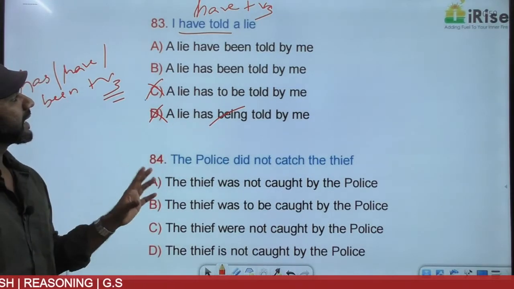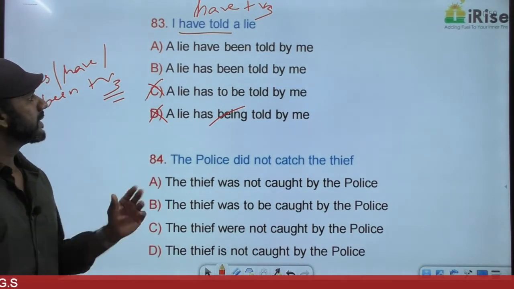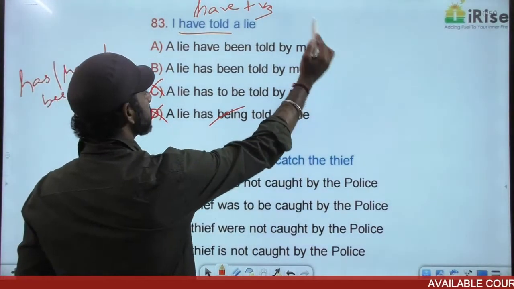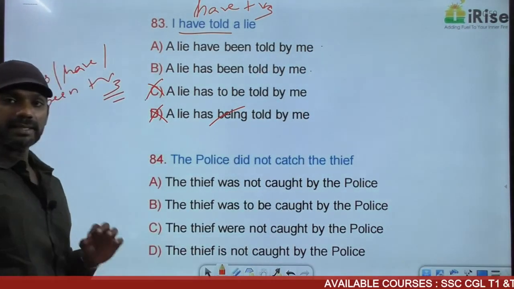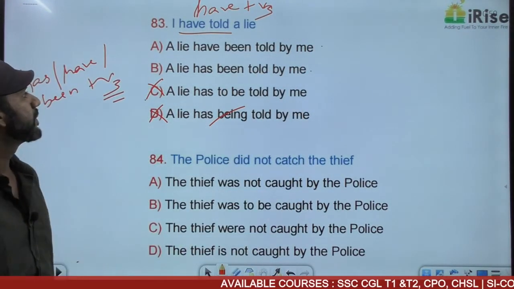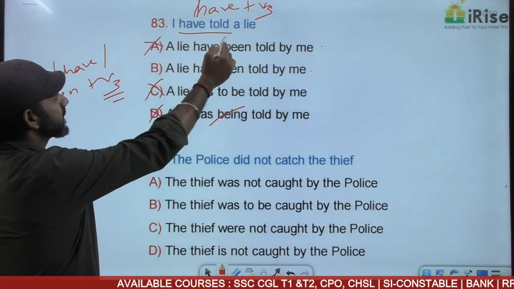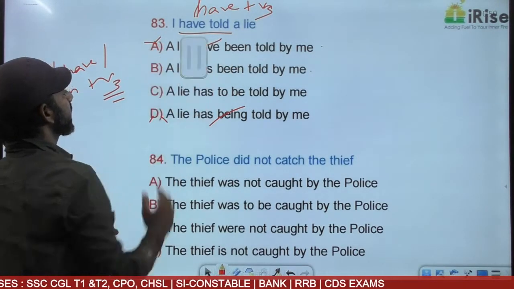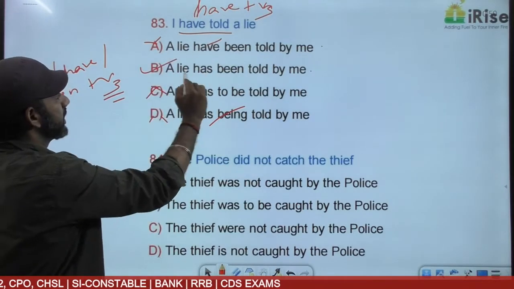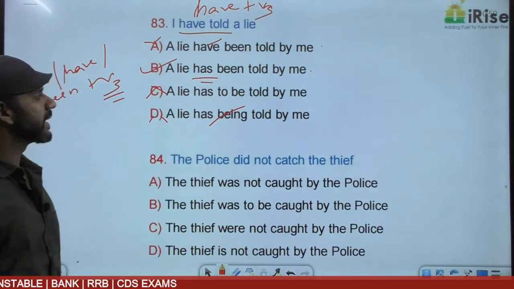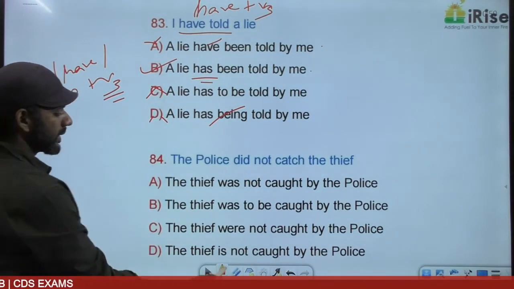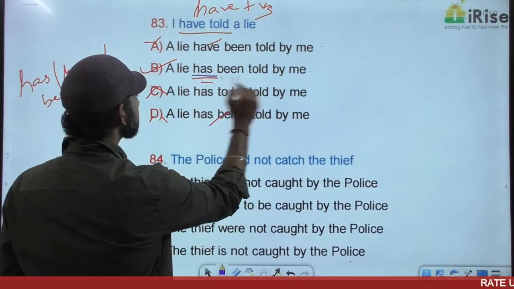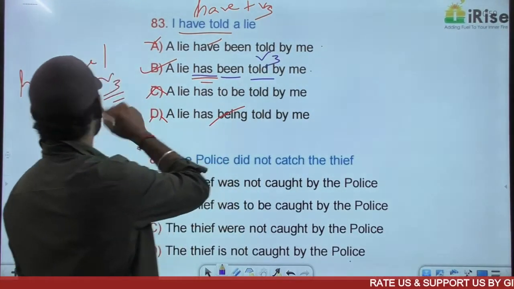A says a lie have been told by me. B says a lie has been told by me. The object here is a lie, singular. The verb must also be singular. Based on that, A is eliminated because A says have, plural. The answer must be option B. A lie has been told by me, and has been told is has plus been plus V3, present perfect in the passive voice.